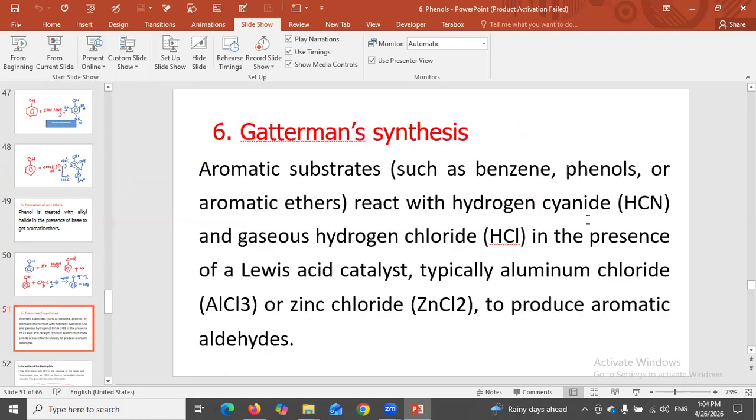Gattermann synthesis. Aromatic substrates such as benzene, phenols, or aromatic ethers react with hydrogen cyanide and gaseous hydrogen chloride in the presence of a Lewis acid catalyst, typically aluminum chloride or zinc chloride, to produce the aromatic aldehyde.